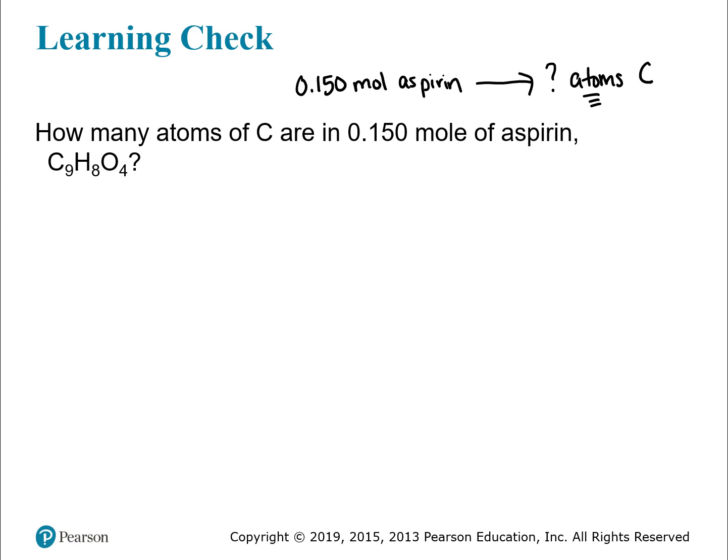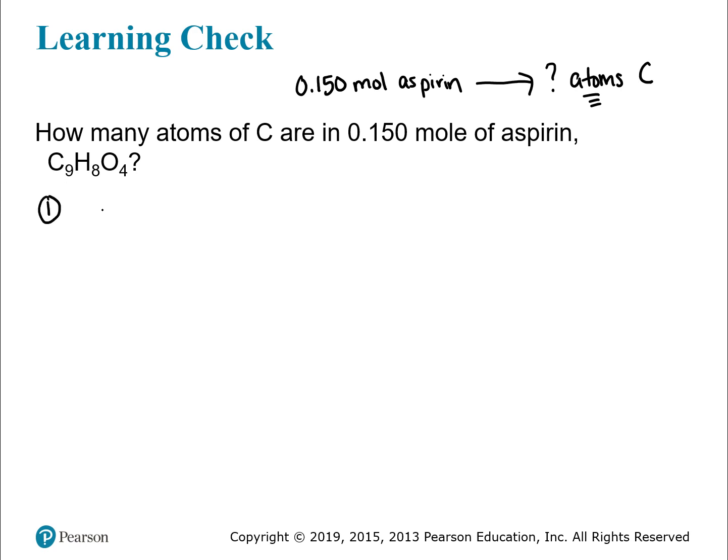We can't just jump right there, because we have to go from moles of aspirin to atoms of carbon. Not moles of carbon, atoms. So we've actually got to do 2 calculations, which we can string together.